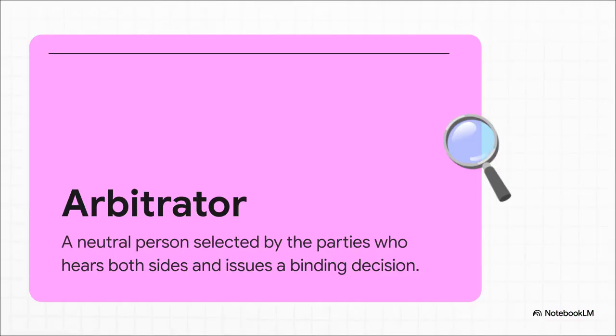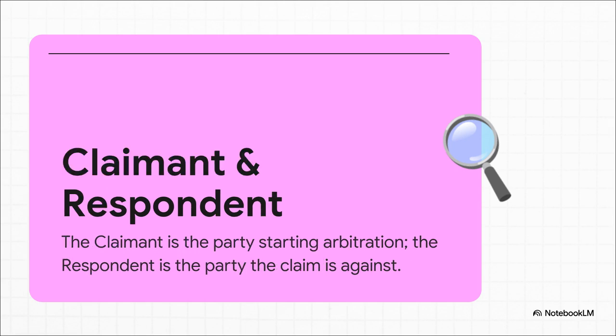First up, the arbitrator. The easiest way to think about an arbitrator, they're basically a private judge. A neutral expert chosen by the parties who listens to all the evidence in private and then makes a final decision.